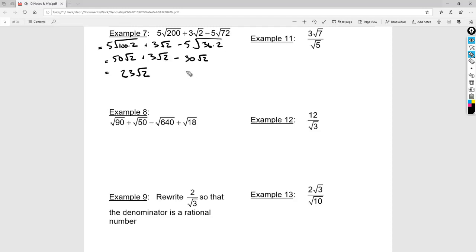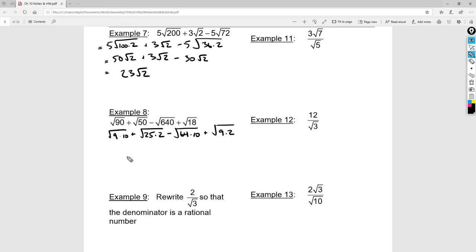Okay, now what if I cannot combine everything? Well, that's okay. Right, so here I have the square root of 90 plus the square root of 50 minus the square root of 640 plus the square root of 18. This isn't going to end up working out so pretty. I'm going to end up with 2 terms at the end, but that's okay. So I'm just going to simplify what I can. Looks like I have the square root of 90 here, so that will take a 9. Right, so that's 9 times 10. 50 has a 25 in it. 640 has a 64 in it, so that's 64 times 10. And then 18 also has a 9.